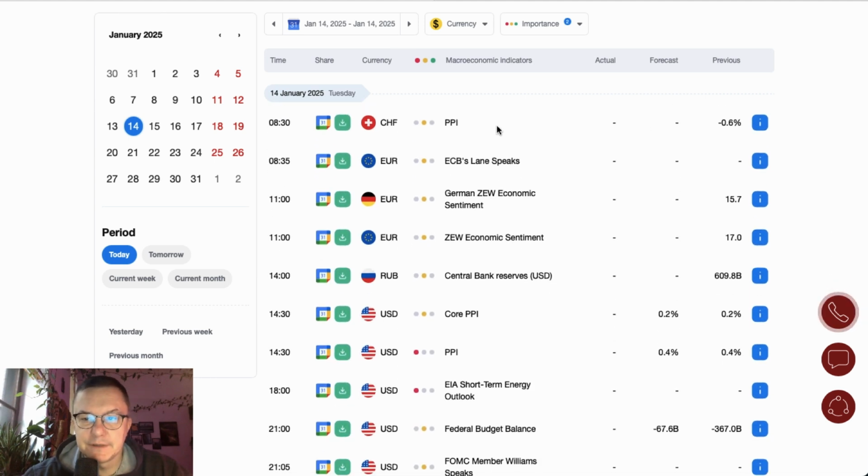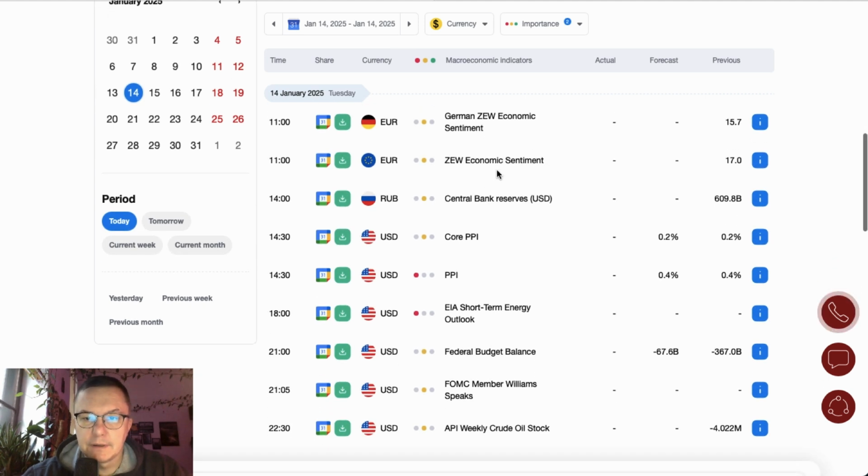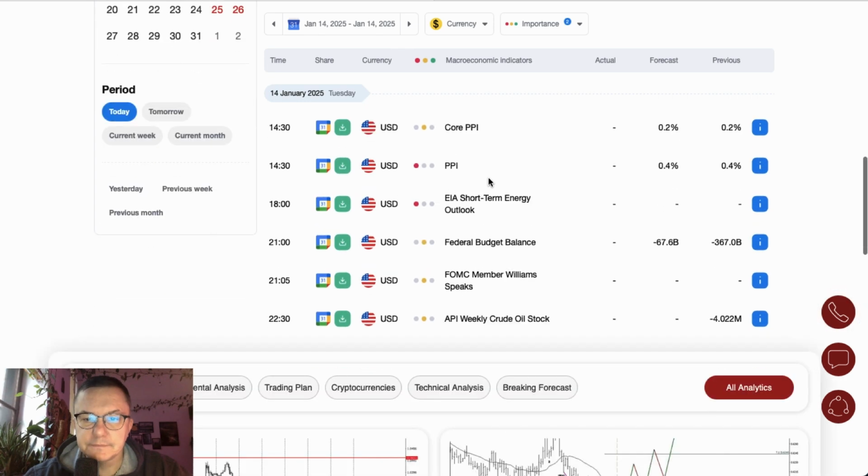PPI prices from Switzerland are scheduled for release at 8:30, and then 5 minutes later ECB Lane will give a speech. German economic sentiment data are scheduled for release at 11 o'clock. At the same time, Eurozone economic sentiment data will be released as well.